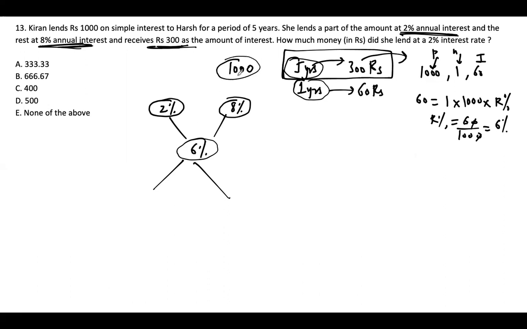So is everyone able to understand? If I give this 1000 rupees at 6% for 5 years, I'm getting 300. But actually what happened was Kiran lent this 1000 in two varieties or two types. One amount at 2% interest, the other amount at 8%. But had she given directly this 1000 rupees to Harsh, she would have charged 6%. Is this point clear?